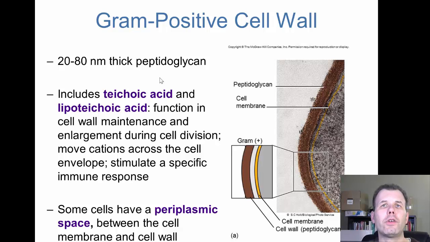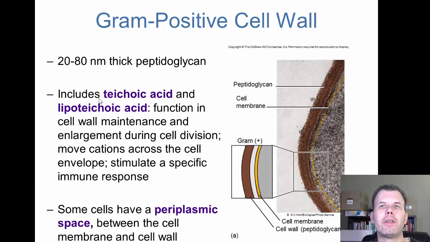Okay, so here's the gram-positive. Again, the size of it is anywhere from 20 to 80 nanometers thick. The thicker the cell wall, the more likely you're going to be resistant to antibiotics. So when we hear of things like MRSA, which is methicillin-resistant Staphylococcus aureus, it has a very, very thick cell wall. And that's one of the problems with it. Antibiotics cannot get in and kill the bacteria because it has such a thick cell wall. So think of that, thick cell wall.